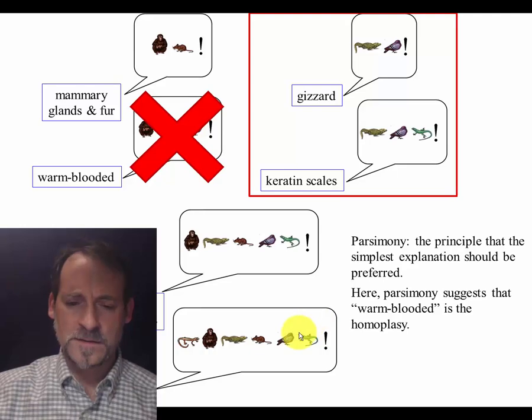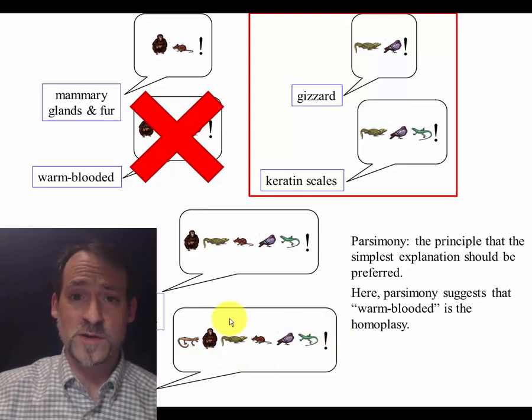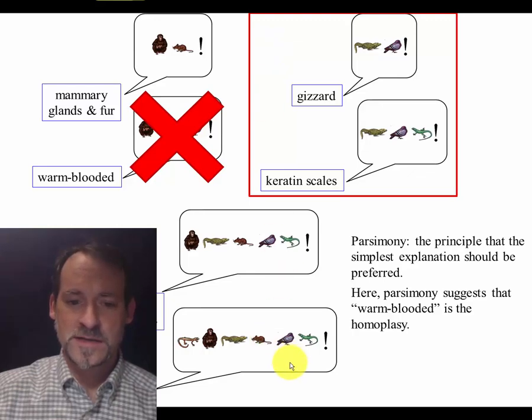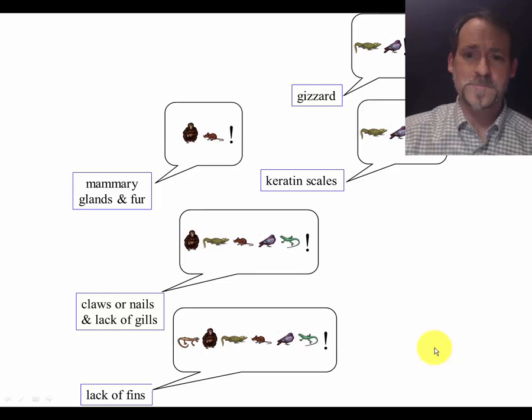Let me show you how this works by walking through what we've reconstructed. We've got this group here, then this group here, then it splits. This group goes off to one side, this group goes off the other side, and then we get the crocodile and the pigeon together. Let's see how that plays out through evolutionary time. What does this imply?